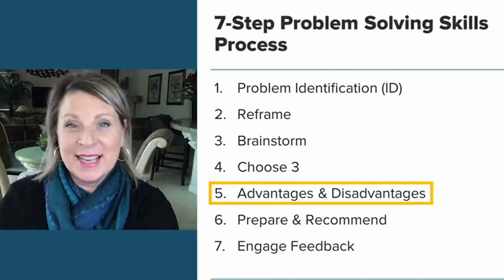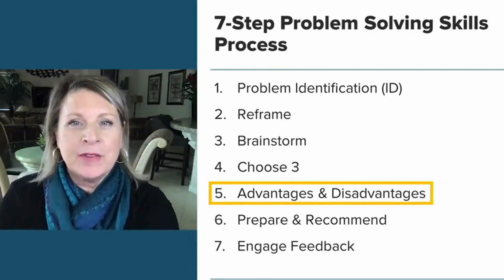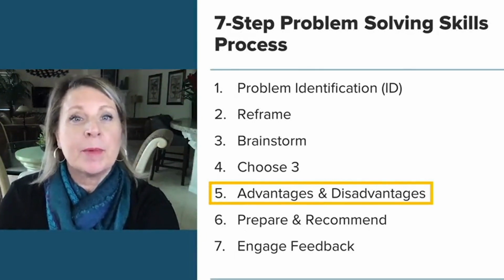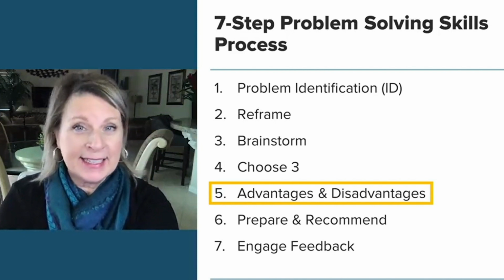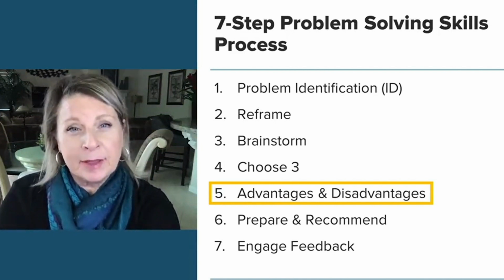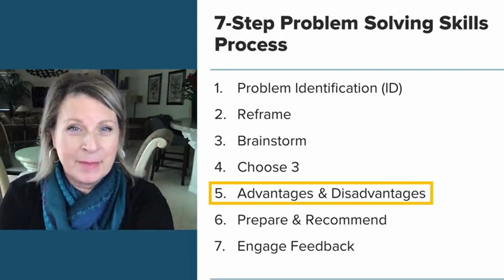Step 5, advantages and disadvantages. This is very close to being ready to go at this point. You've identified the problem with who, what, when, where, how, why, and what your role in it is. You've reframed the problem into a goal oriented question to tee up brainstorming.